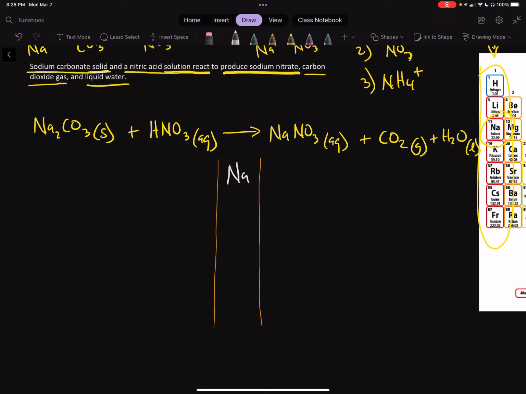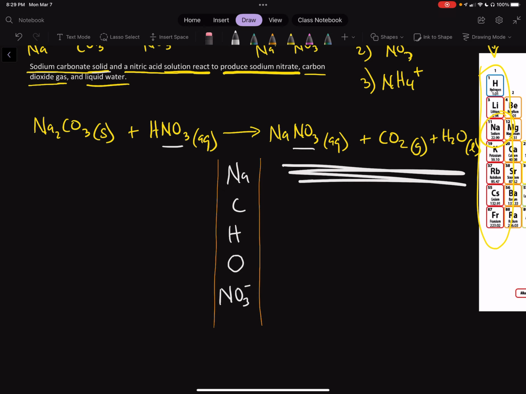I'll first write the elements that are not in my nitrate, because we're going to focus on the nitrate. So I've got sodiums, carbons, and then I have hydrogens. And then I'm also going to do oxygens that are not in the nitrate. And then I'm going to treat the nitrate as its own separate thing. This is a little bit of a shortcut. It can make your counting easier, especially given we've got oxygen in 3 places on the product side, so that can make it a little bit messy.